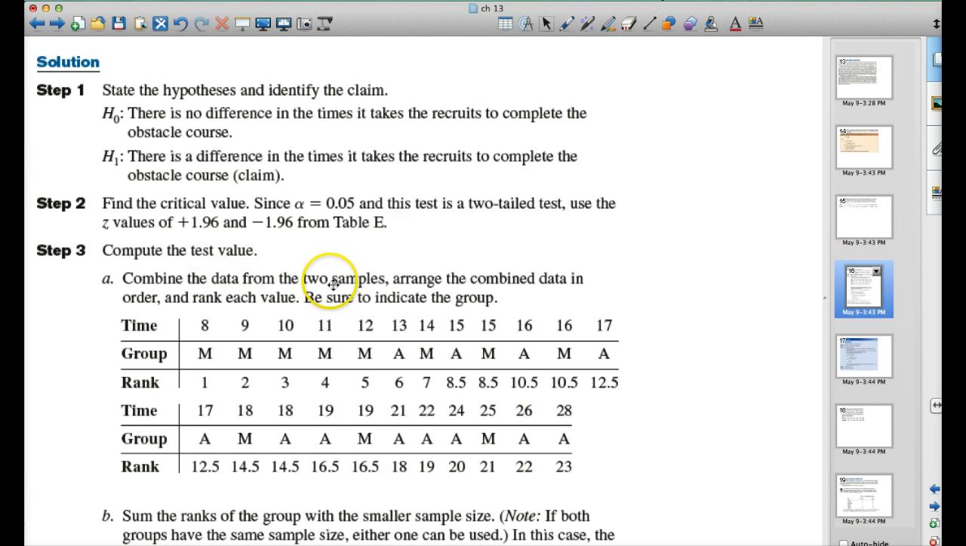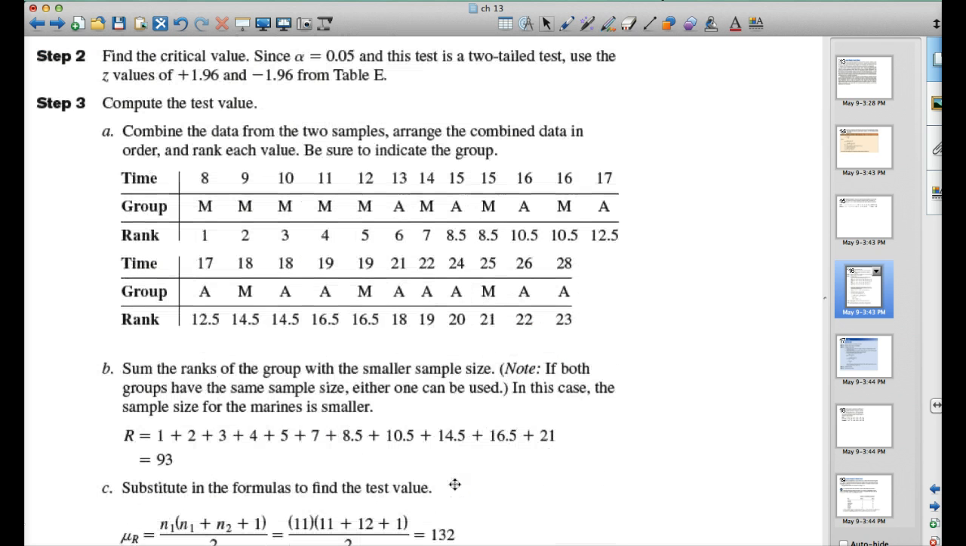Combine the data for the two samples, arrange the data in order, and rank each value. Be sure to indicate the group. So in other words, one finished in 8, another in 9, and so on down the line. We label each one Army or Marines, and so on. Now, if two scores are the same, like here where Army and Marines both get the same score, we rank them by the average of the two. So this would be 8, this would be 9. We take the average of the two, which is 8.5, 8.5. This would be 10 and 11, the average of the two, and so on down the line.